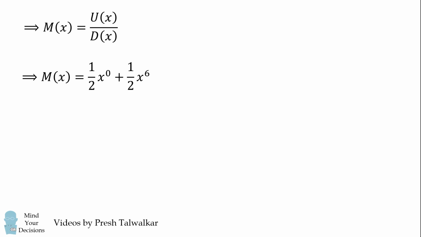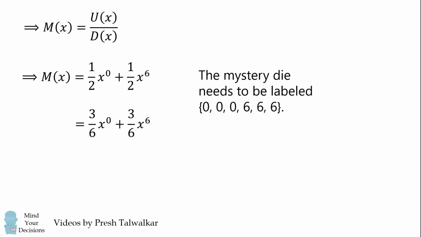Now the mystery die has 6 faces, so we'll rewrite it as 3/6 times x to the power of 0 plus 3/6 times x to the power of 6. And now we can read off the coefficients to see the mystery die needs to be labeled with 3 faces of 0 and 3 faces of 6.